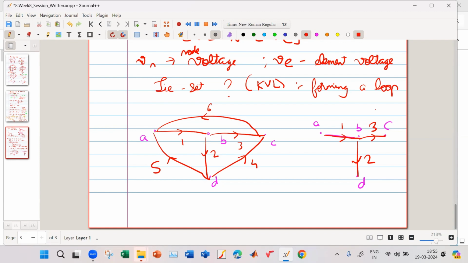So now when I'm going to form a tie set, I am basically forming a closed path. So if I connect like this, a closed path is formed. So that is my tie set. All right. Any queries in that? Yes, sir.